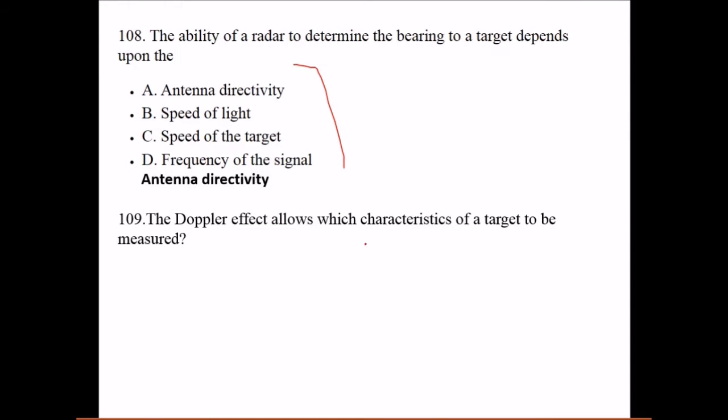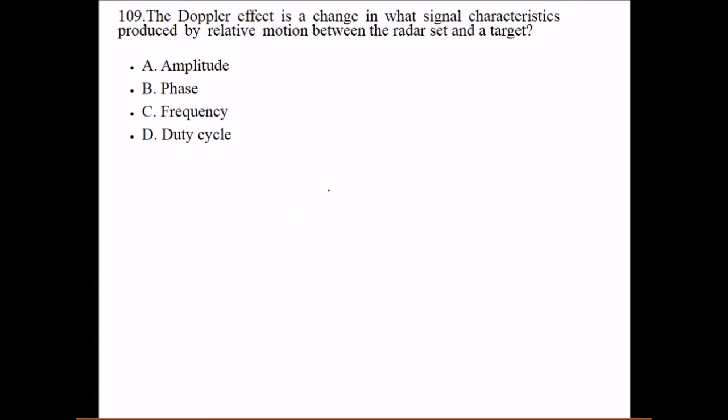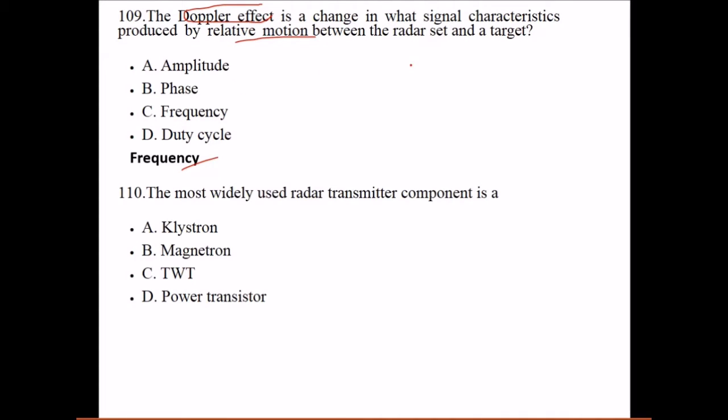So the Doppler effect allows which characteristics of a target to be measured? Distance, azimuth, altitude, or speed. It is the speed. The Doppler effect allows speed of a target to be measured. The Doppler effect is a change in what signal characteristics produced by the relative motion between radar set and a target? A Doppler effect can be anywhere. It's a very common phenomenon. So it is actually frequency, right? This is frequency change.